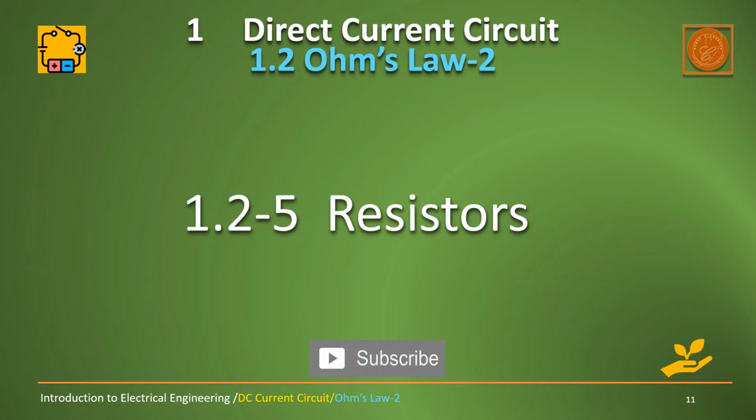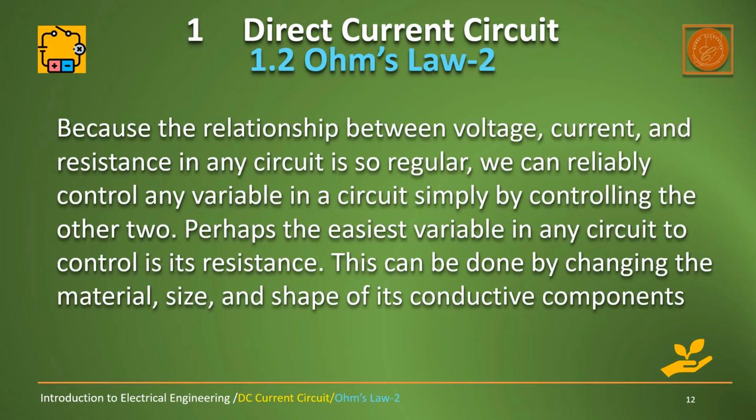1.2-5 Resistors. Because the relationship between voltage, current, and resistance in any circuit is so regular, we can reliably control any variable in a circuit simply by controlling the other two.